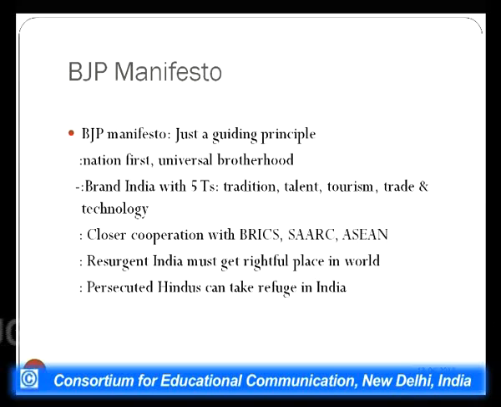One important thing in the BJP's manifesto is brand India with 5 T's. They would like to promote the notion of brand India with 5 T's, which includes tradition, talent, tourism, trade, and technology. One important part of the BJP's manifesto is they have clearly said that they'll have closer cooperation with regional and different multilateral organizations like BRICS, where you have Brazil, Russia, India, China, and South Africa; SAARC, which is the Association of South Asian Countries; and ASEAN, which is the Association of Southeast Asian States. BJP has said very clearly in the manifesto that India will have closer cooperation with all these multilateral organizations.